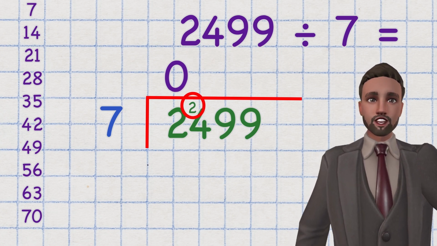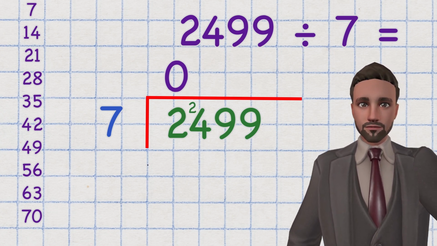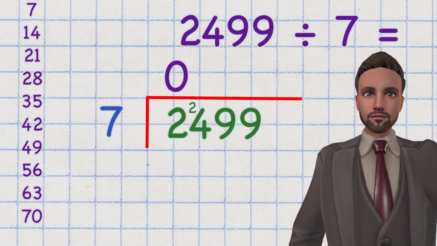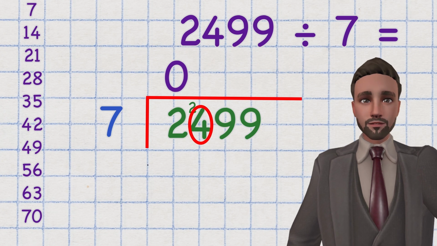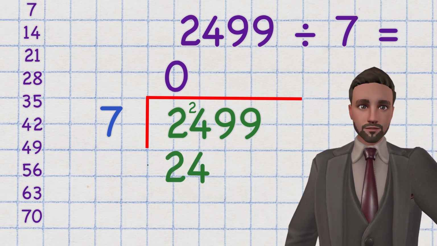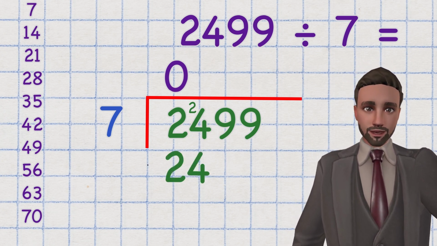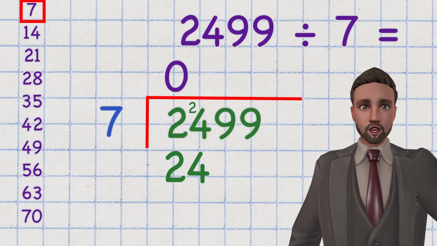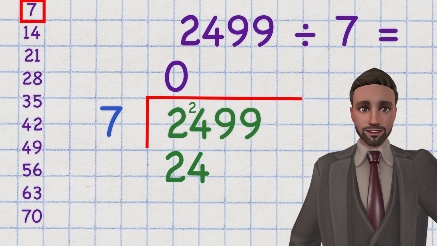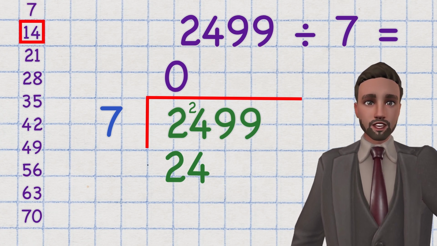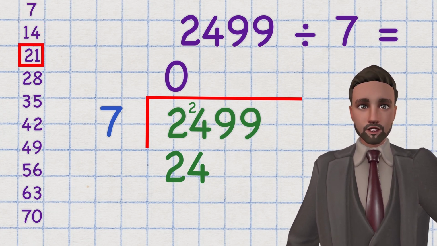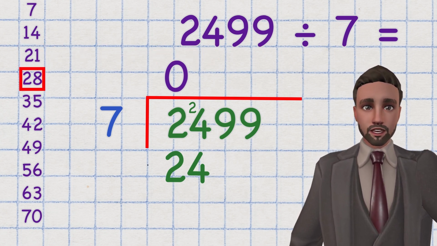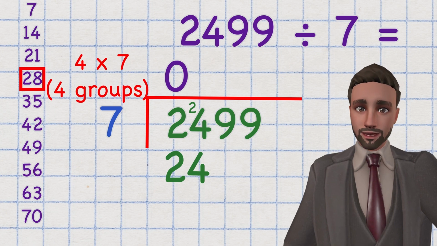These 2, as you remember, represent tens. Now my next number has 2 tens with it. So I have 2 tens and 4, which makes 24. I look down my multiples and see how close I can get to 24 without going past it. I see I can go 7 times 3. 3 groups of 7 make 21. I know 4 groups of 7 would make 28, but that goes past it.